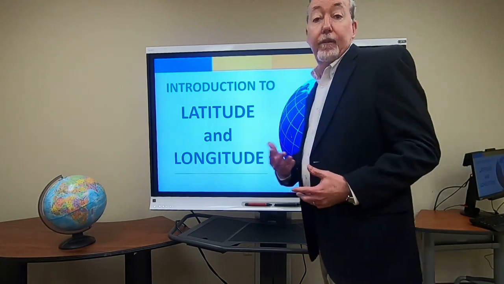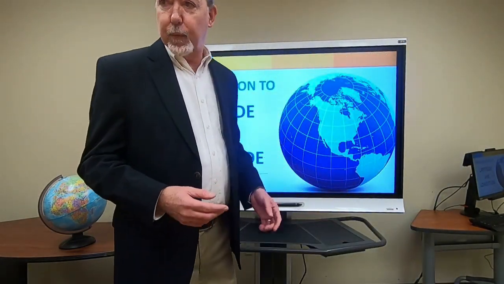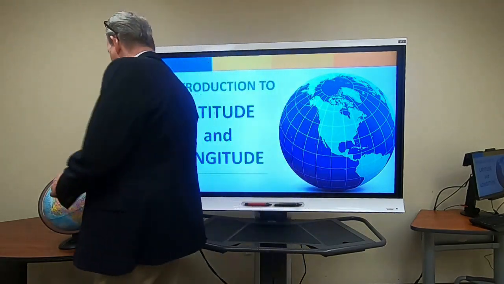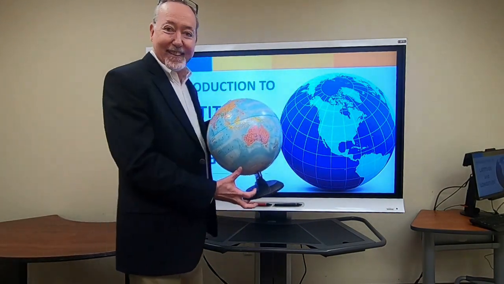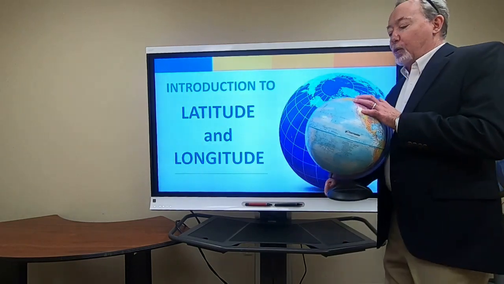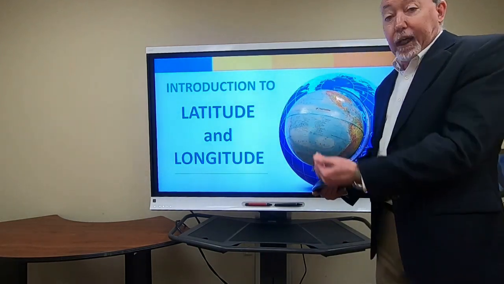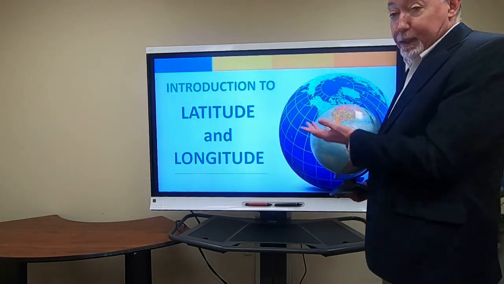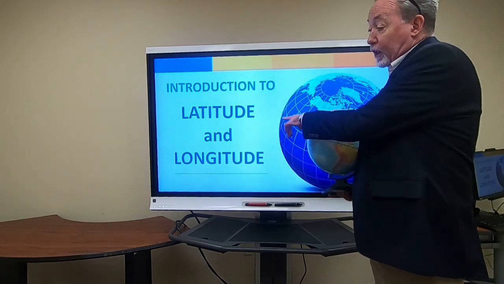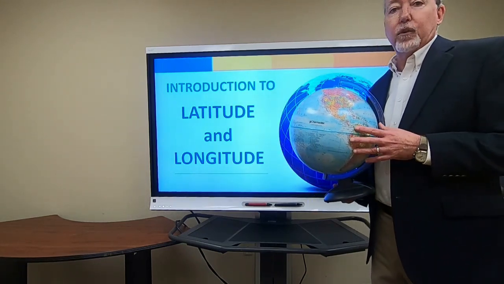Whenever you see a map, whenever you see a globe, and I wish I had a globe. Oh my gosh, who left this here? Whenever you see a globe, you're going to see lines going up and down, lines going sideways. By now, 4th graders and 5th graders, you understand that they're latitude and longitude lines.